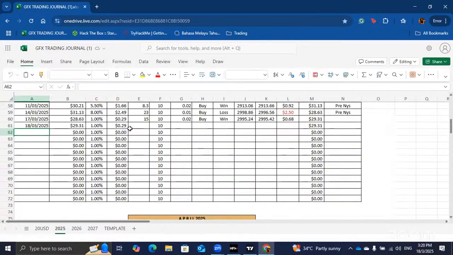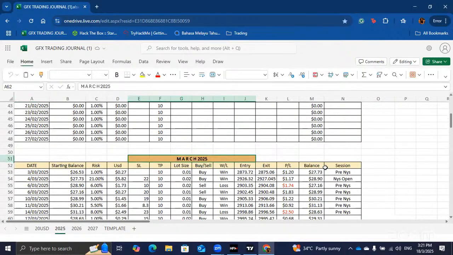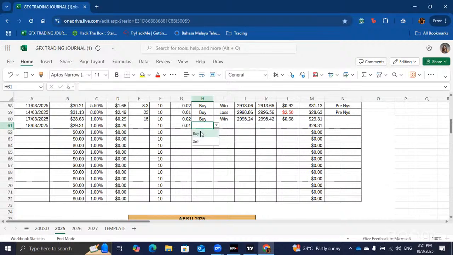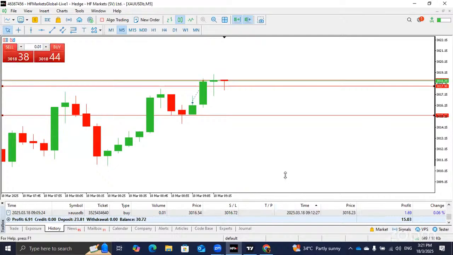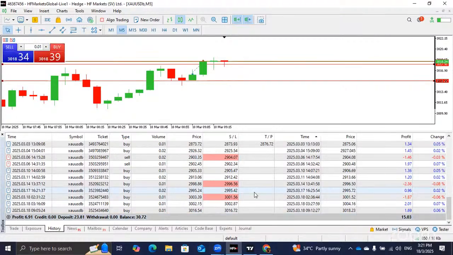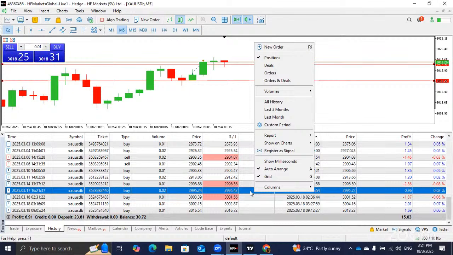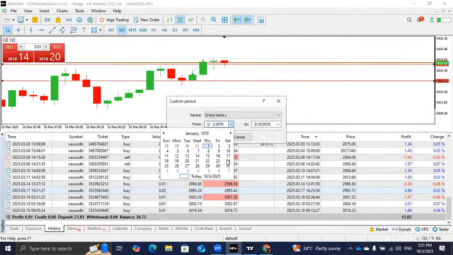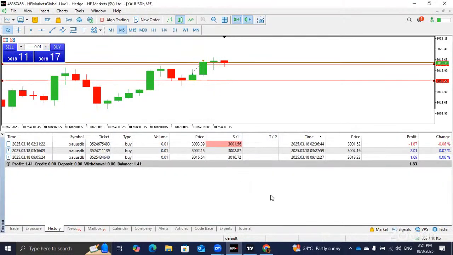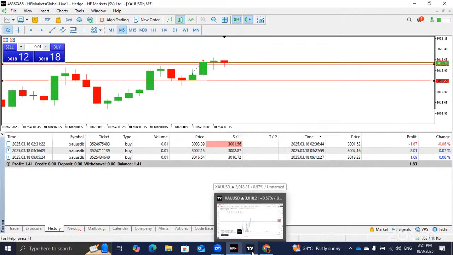Today is 18. We went with the loss first, right? Yeah, small. Asian session. Right click, Sumita. Right click on the panel there, on the timeline, yes. Right click and then go to custom period and select today. Click on the entire history. So now only the trades we do today will show, which is easier. Okay, 1.87.